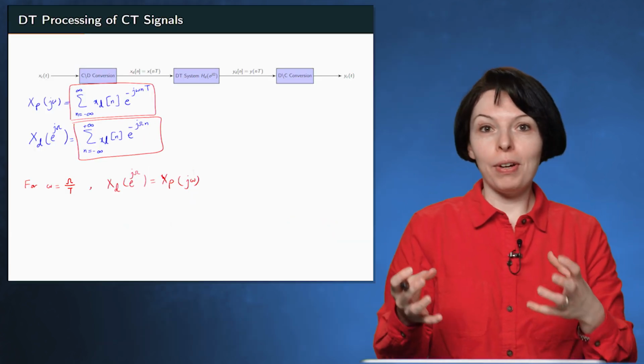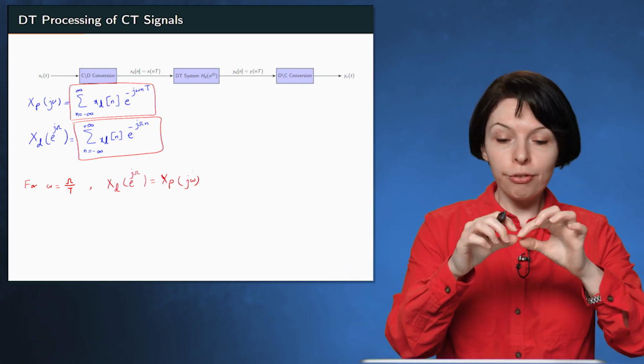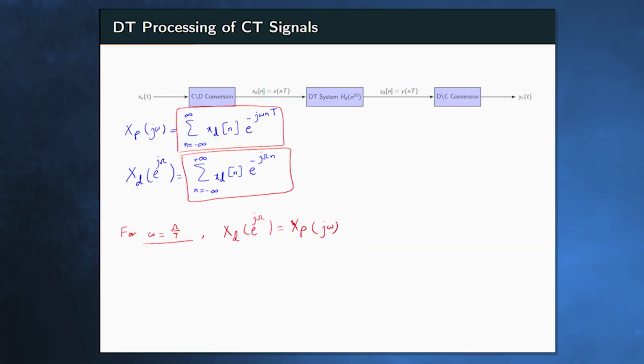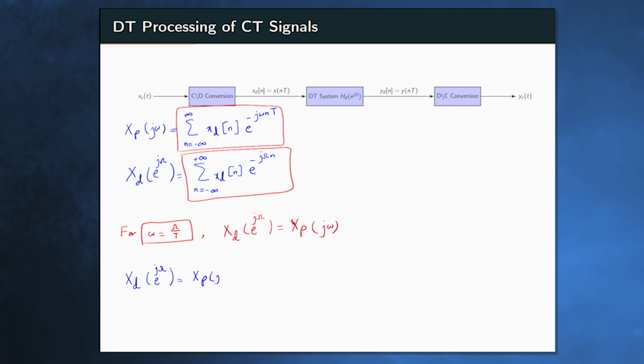That tells me that the shape of X_p of j omega is going to be similar to the shape of X_d of e to the j omega, with the difference that the frequency axis is going to be scaled with this scaling factor. I can rewrite it in this format. X_d of e to the j omega equals X_p of j omega for omega equal to uppercase Omega divided by T, and X_p of j omega equals X_d of e to the j omega for omega values equal to lowercase omega multiplied by T.